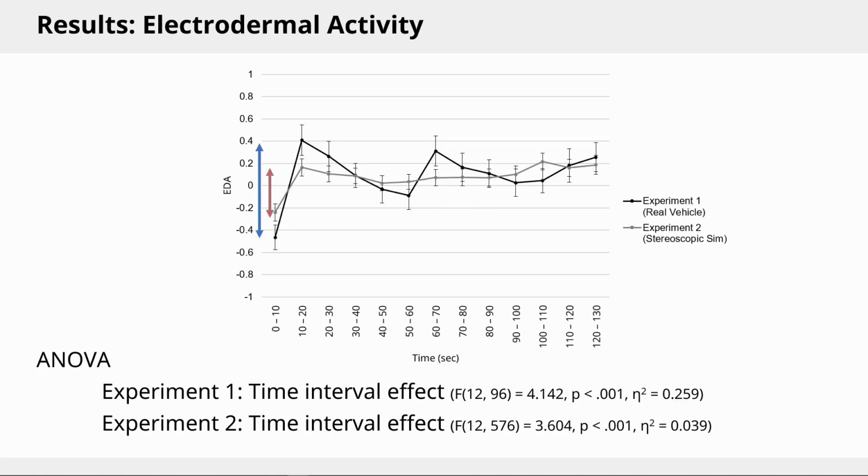These objective indicators were normalized for each participant. This figure shows the result of the electrodermal activity, the mean value and standard error for each time interval. In particular, it can be seen that the variability is larger in the actual vehicle than in the stereoscopic simulation. Analysis of variance shows a significant difference in both experiments.